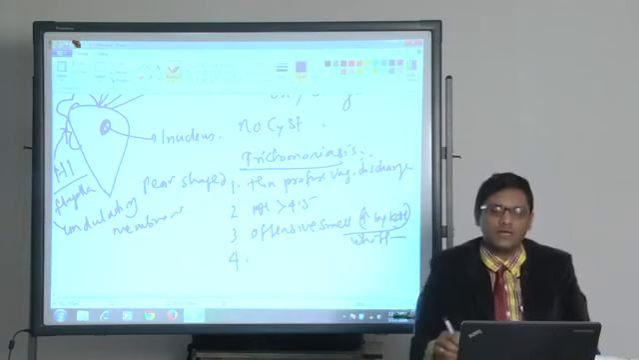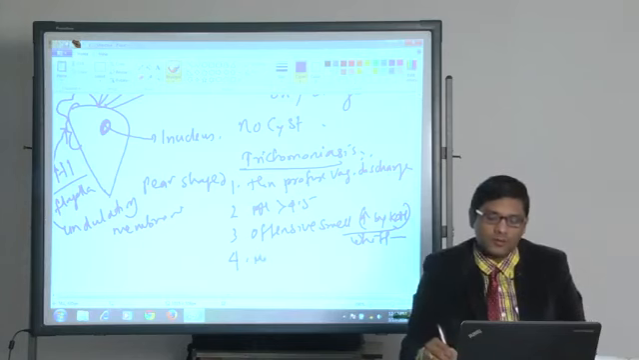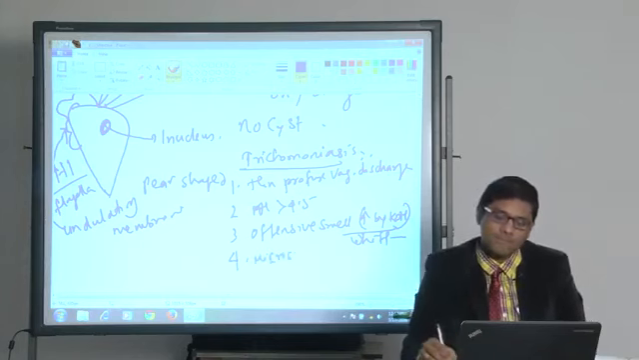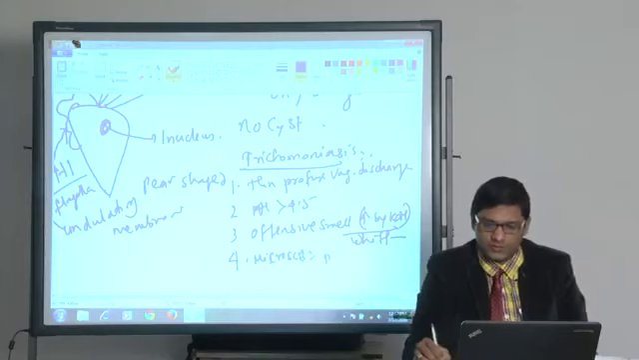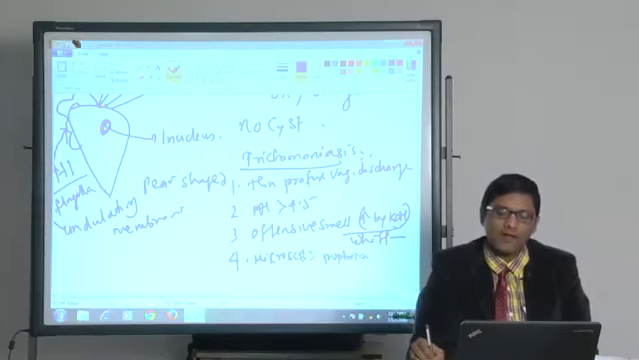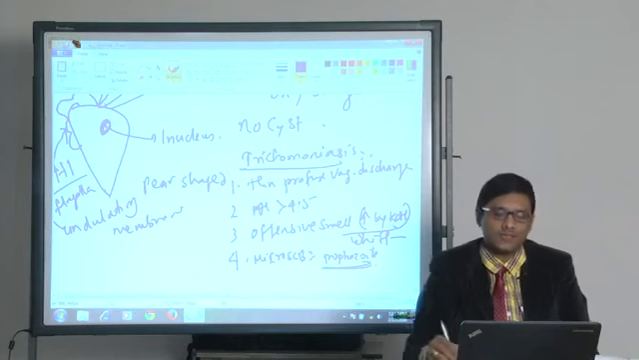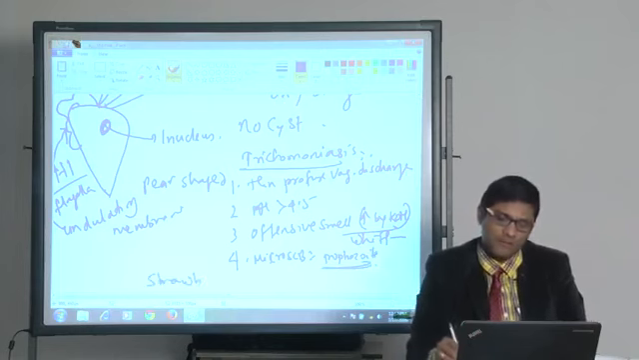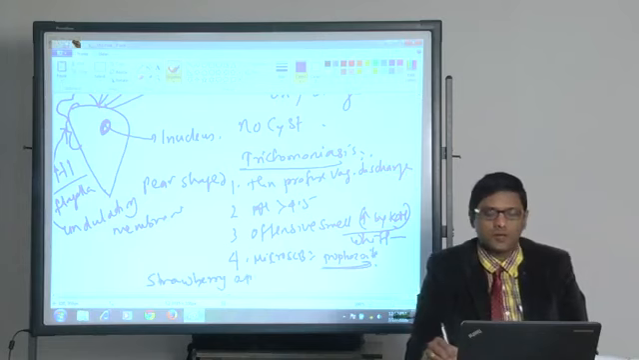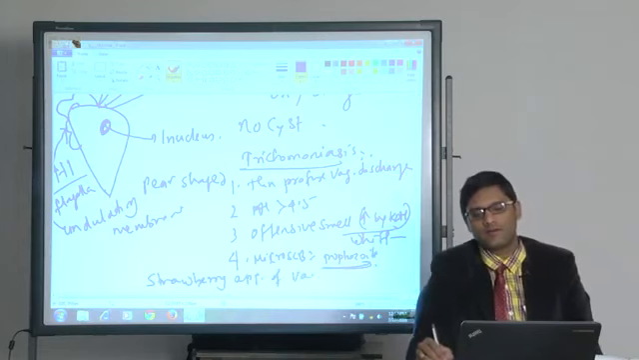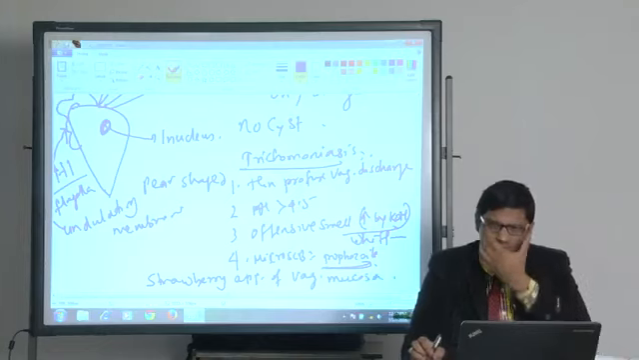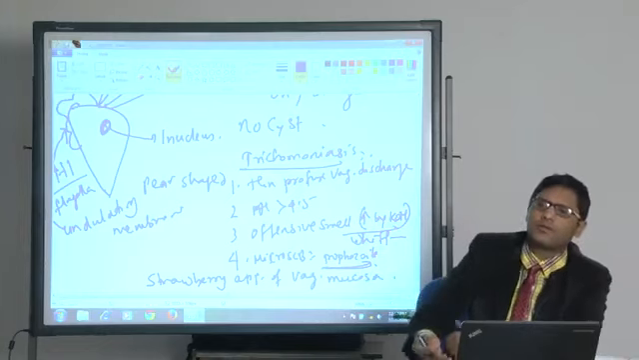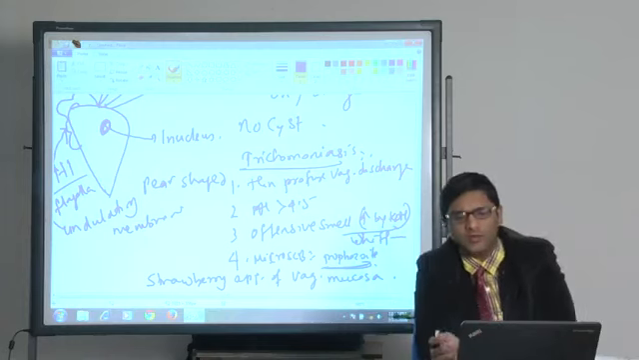Whereas here, instead of clue cells, if you do microscopy, what you will get is trophozoites. Apart from that, one more pathognomonic feature is the strawberry appearance of the vaginal mucosa.